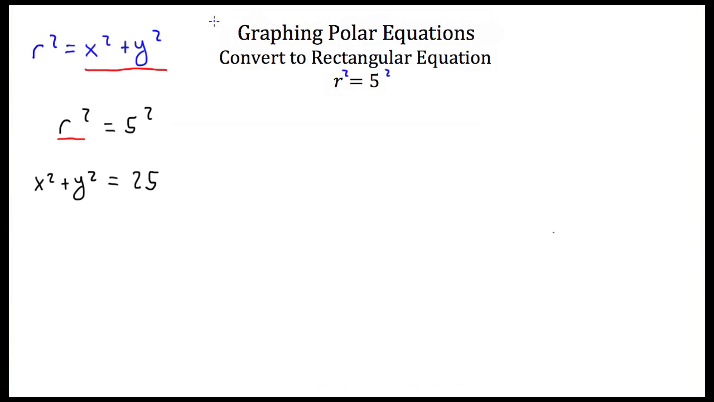You may remember the standard form of an equation of a circle as (x minus h) squared plus (y minus k) squared is equal to r squared, where h and k are the coordinates of our center and r is the radius. So in this case, our center is at the point (0, 0), and our radius is equal to 5 because this is r squared.